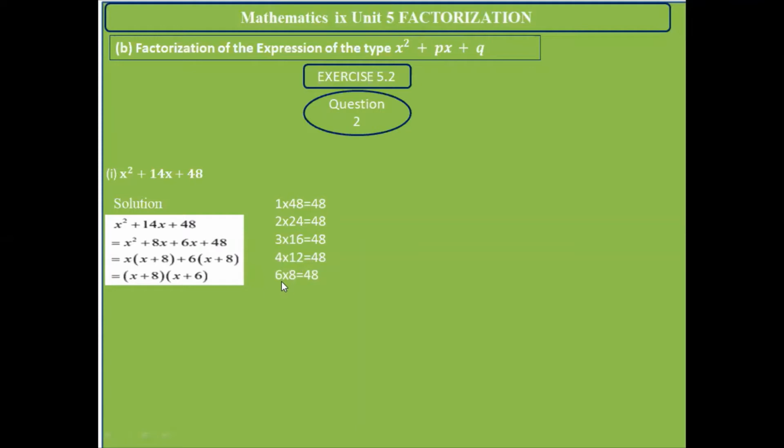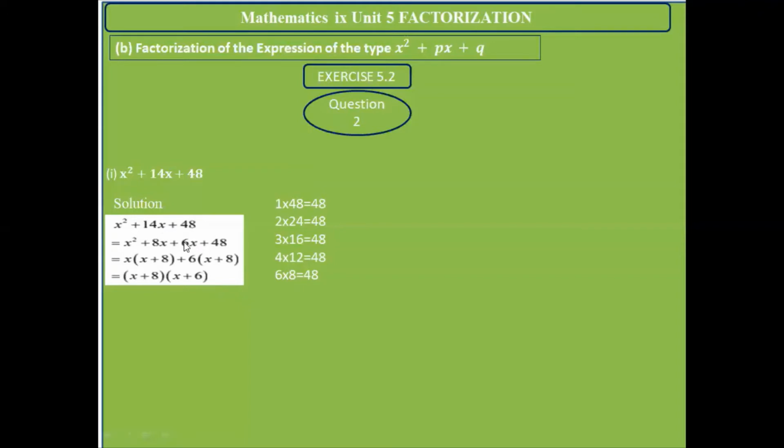So 6, when I divide 48 by 6, we get 8. When we add these two terms, we have 14. So that is our requirement. It means we have to take 6 and 8 as the two factors. So we can write 14x as 8x plus 6x.